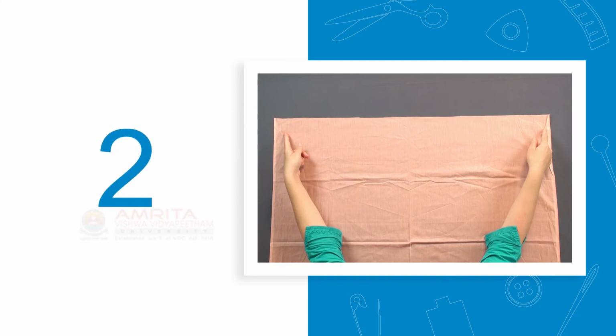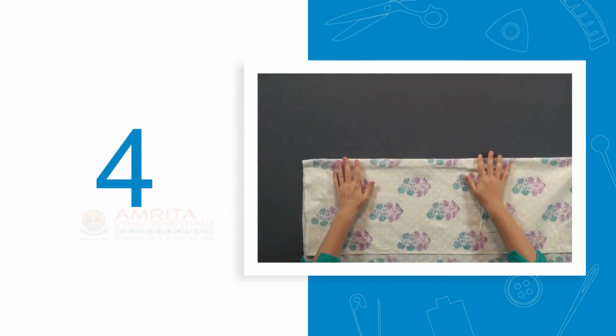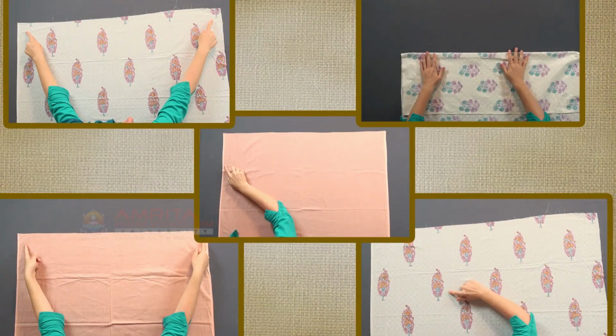The grain running from selvage edge to selvage edge is called the widthwise grain. The grain running along the length of fabric is called the lengthwise grain. For drafting, we fold the fabric along the straight grain and if there is a design, along the center of the design. With that, we've come to the end of this session.